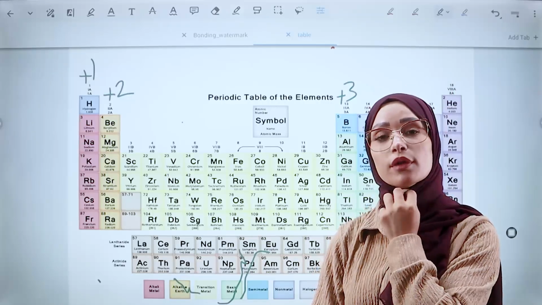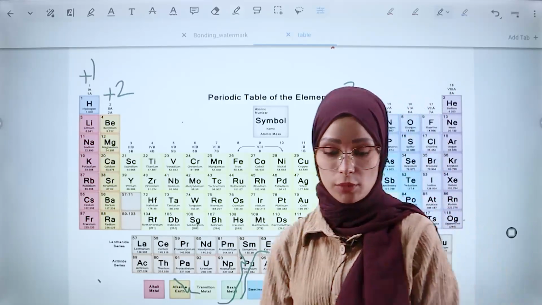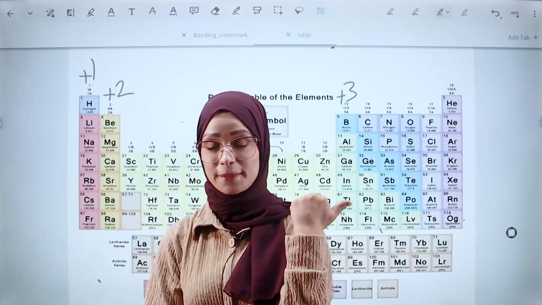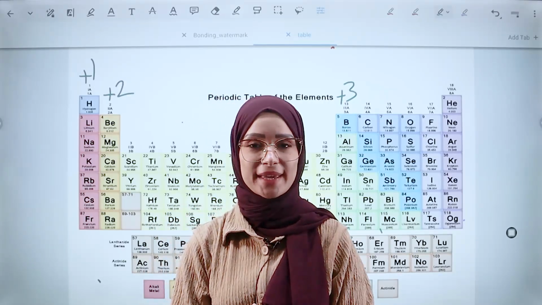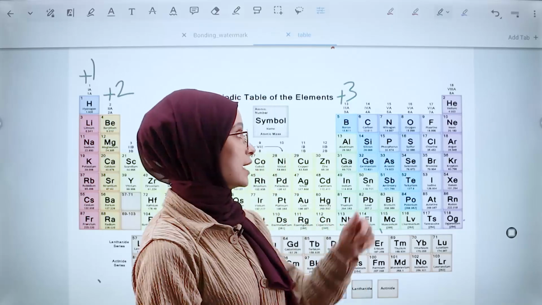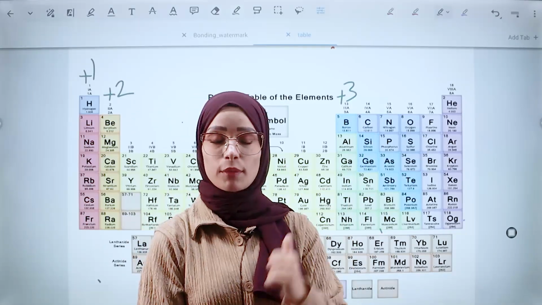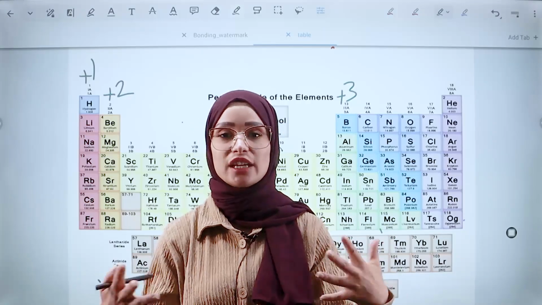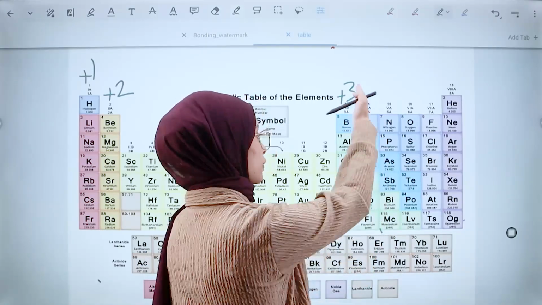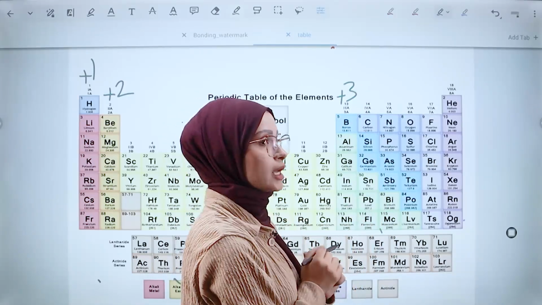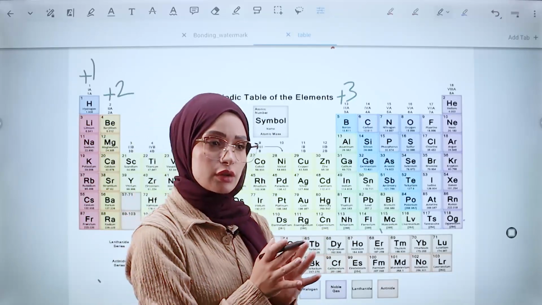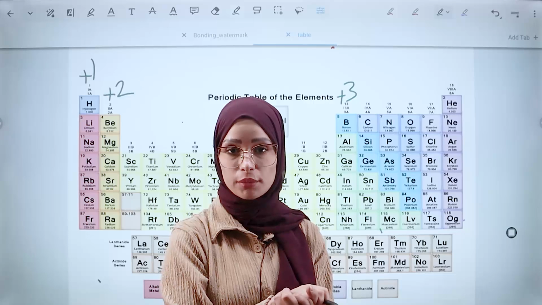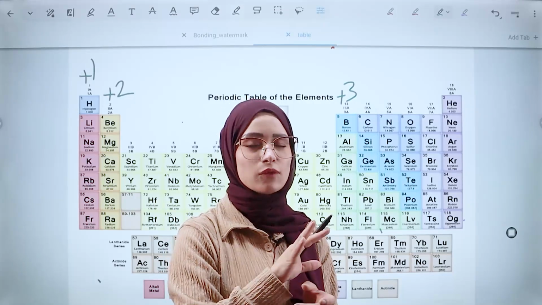Now, going to group number 4. Which one is easier for group number 4? To lose 4 electrons or to gain 4 electrons? What do you think? Yes, excellent. They don't lose electrons and they don't gain electrons. They share electrons. So group number 4 share electrons, but sometimes in the oxidation number, they have positive 4 or minus 4.